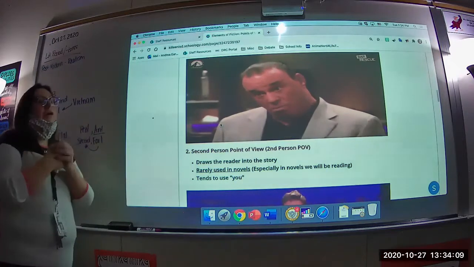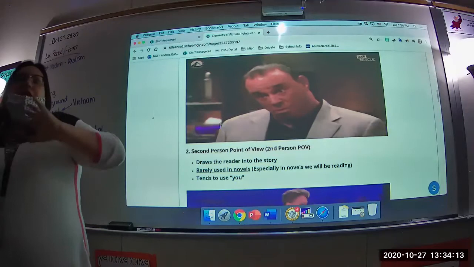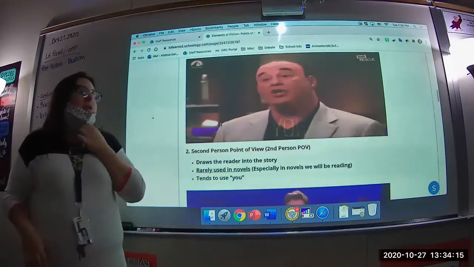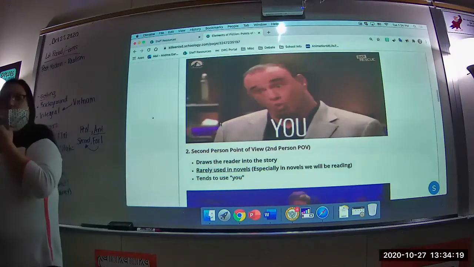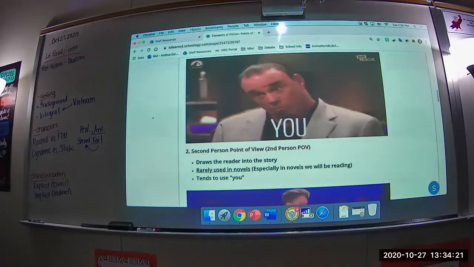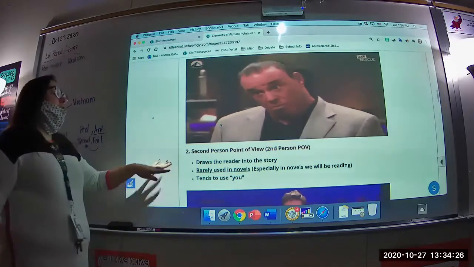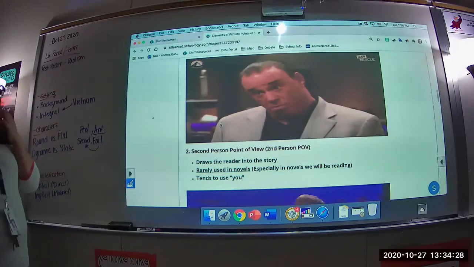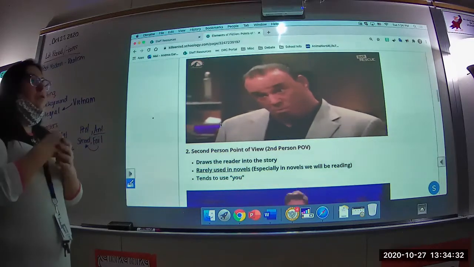So, then we have second person point of view. You guys will rarely see this in literature, okay? Because in reality, second person point of view is mostly utilized for manuals and those types of things, or recipes. You need to do this, you need to do that. It tends to draw the reader into the story, rarely used in novels, and then they tend to use you.